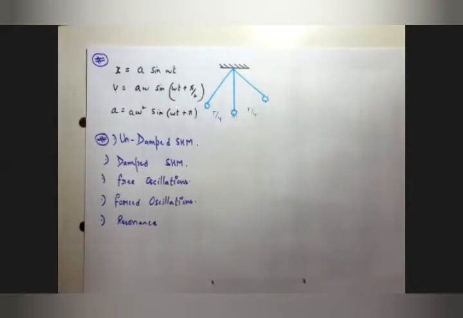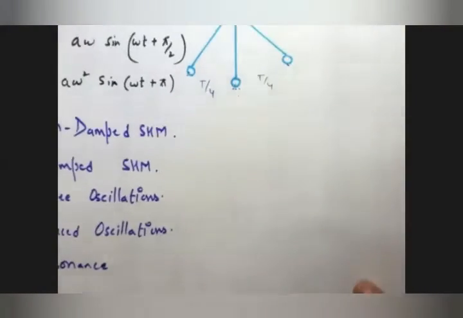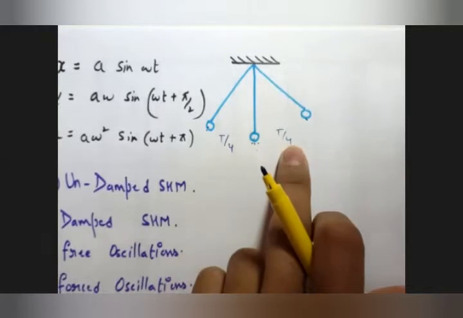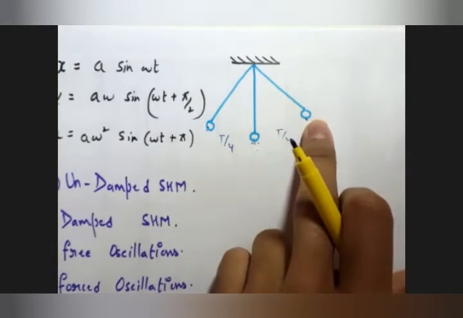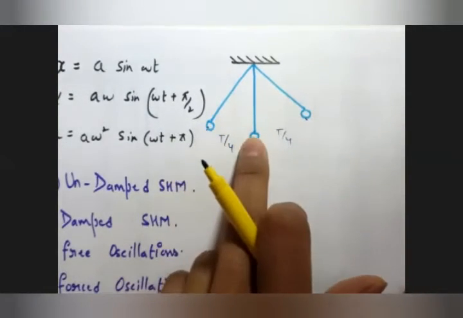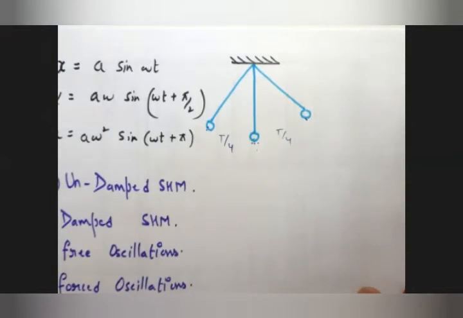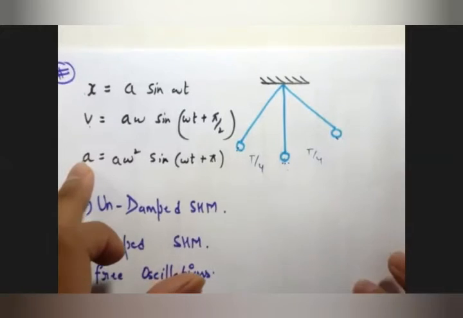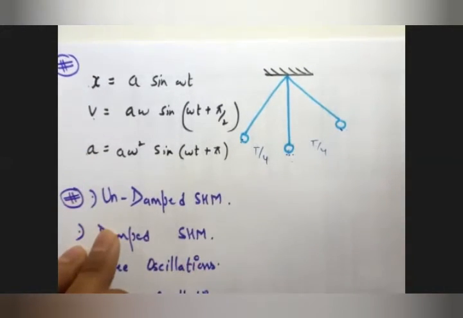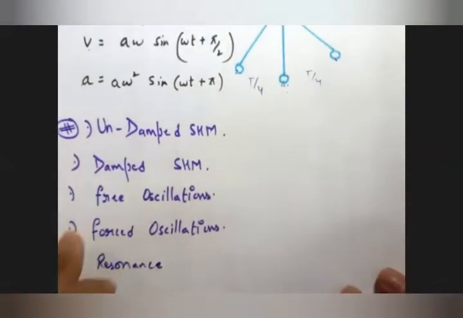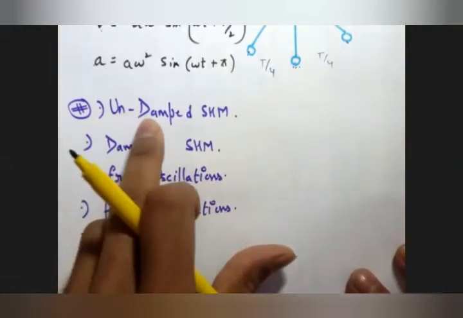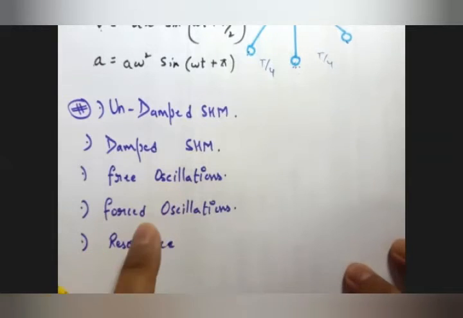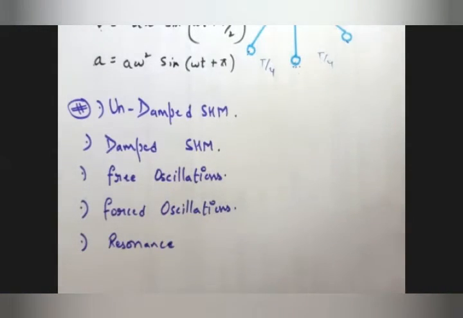Namaskar students. In our previous class, we studied how the pendulum oscillates about the mean position, reaching the maximum position in time intervals of T by 4, and how the phase difference was created between x, v, and acceleration. Today we are going to start with a few terms: undamped SHM, damped SHM, forced oscillation, free oscillation, and resonance.